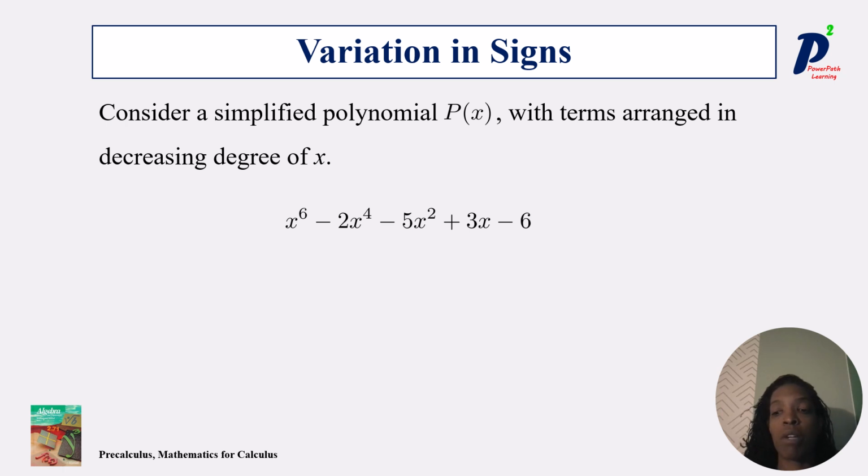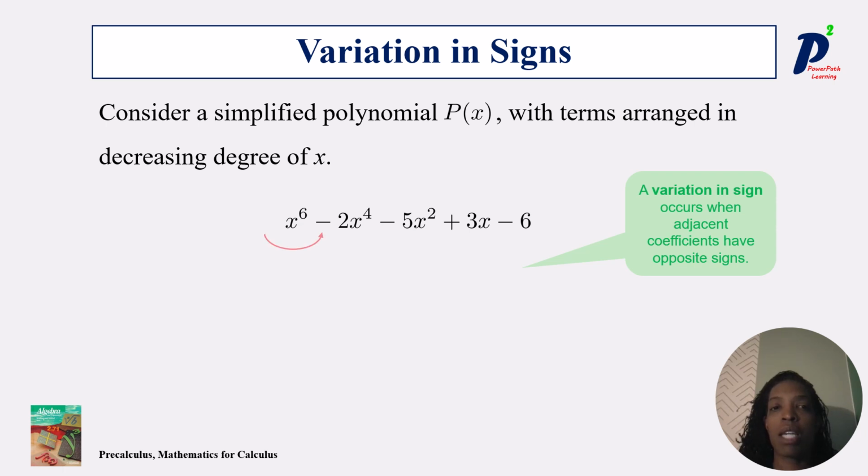Pause the video and restart when you're ready. I will start in 3, 2, 1. Okay. 1, 2, 3 changes in sign. Hopefully you got the same thing. We need this for Descartes' rule of signs.